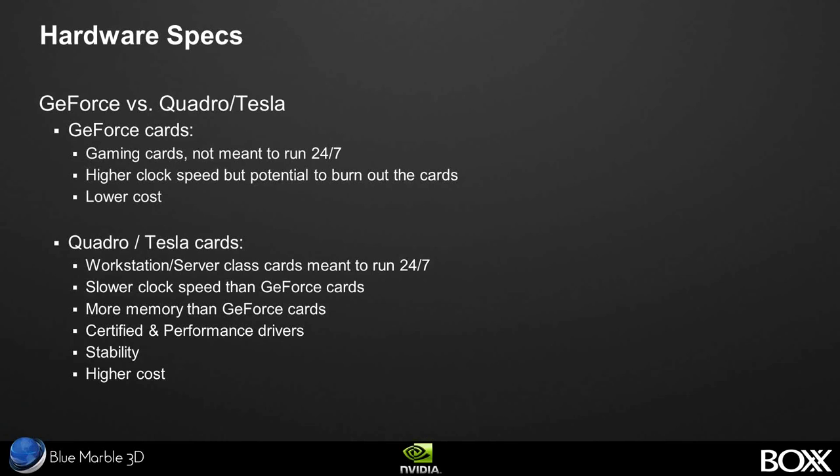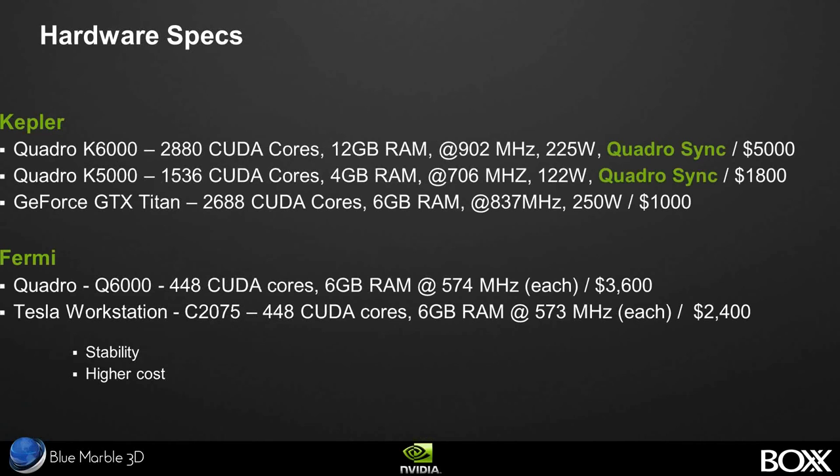Quadro Tesla, they are workstation server class cards, and they are meant to be run 24/7 because they go through stringent testing. They are a little slower clock speed, but you're going to see some differences here in the next couple slides. They have more memory than the GeForce cards, depending on the one. Certified performance, stability, higher cost.